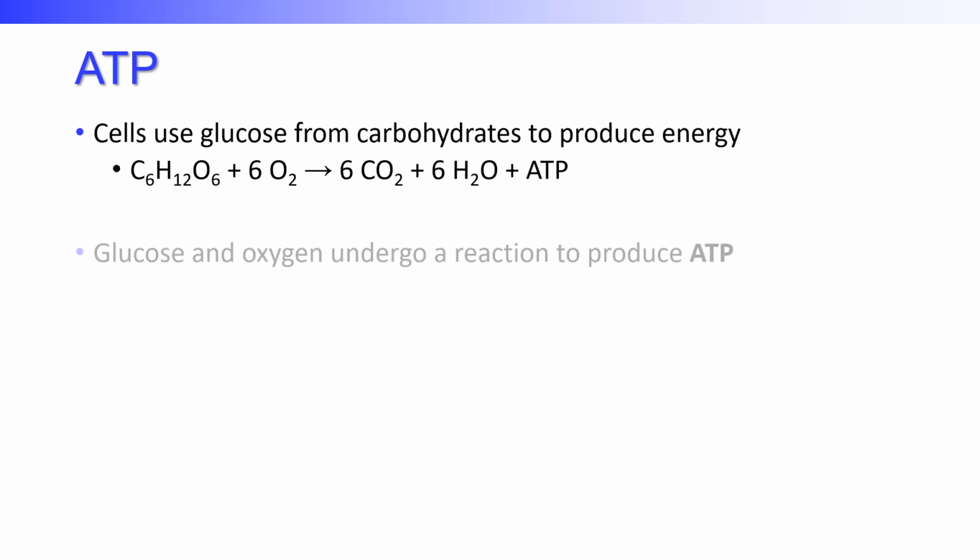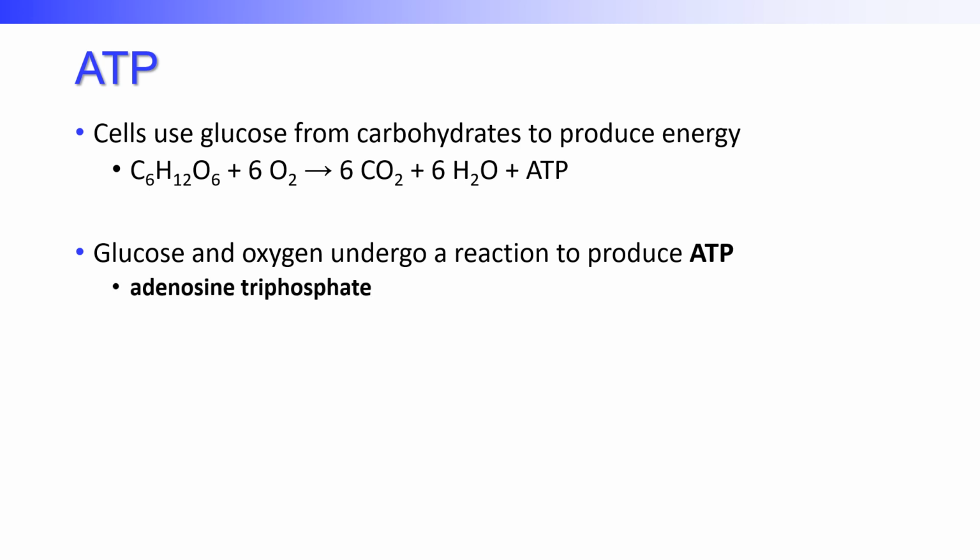Now, like I said, glucose and oxygen are going to undergo a reaction to produce ATP. So what does ATP actually stand for? Well, it's this molecule, and it's called adenosine triphosphate. You might not know what adenosine is, but you probably know what tri means. Tri means 3, and phosphate is a group of atoms made up of a phosphorus atom and some oxygen atoms.